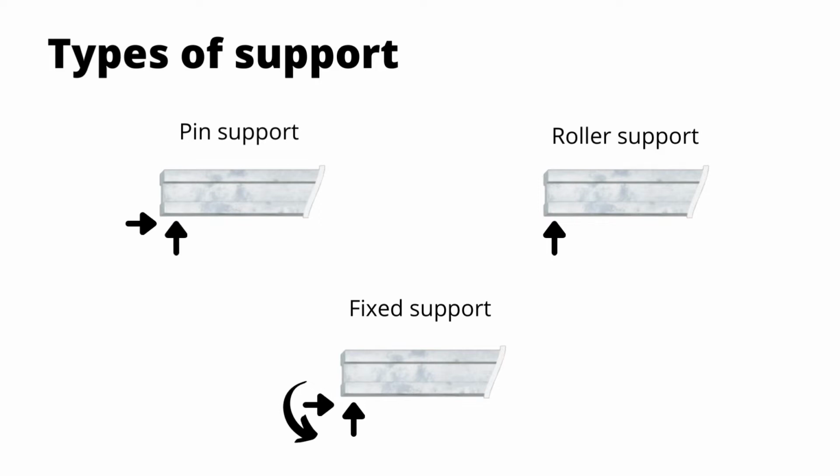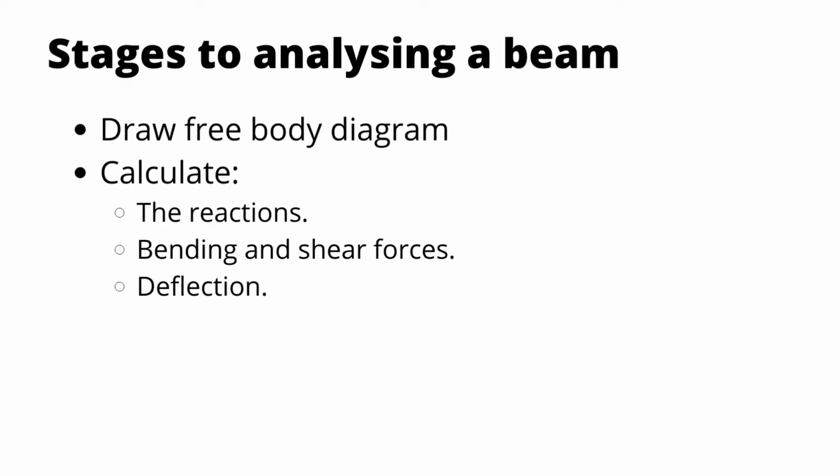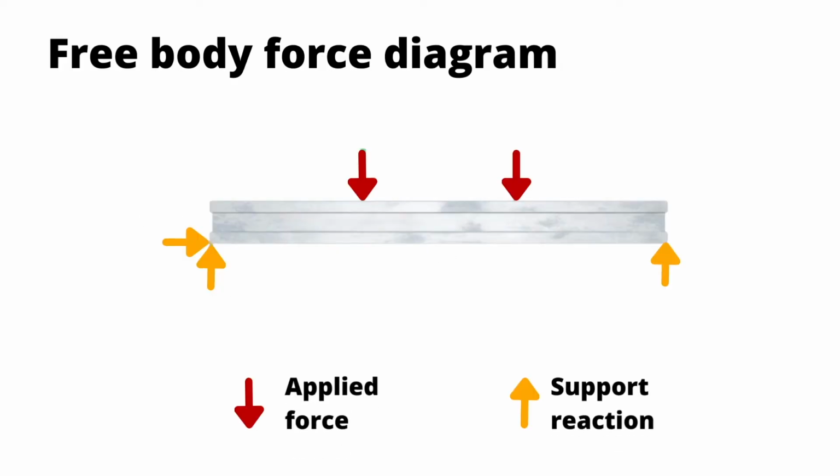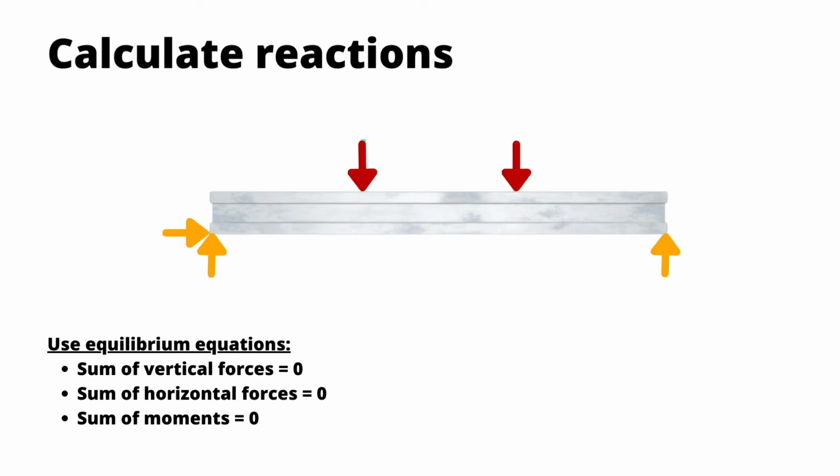Let's look at the stages of analysing a beam. First, we need to draw the free body force diagram. Then we calculate the reactions, bending, shear force, and finally the deflection. We draw a free body force diagram showing the forces applied and identify the support locations and the support types. To calculate reactions, we need to use equilibrium equations, where the sum of the vertical and horizontal forces is 0, and the sum of the moments acting in the beam is 0.